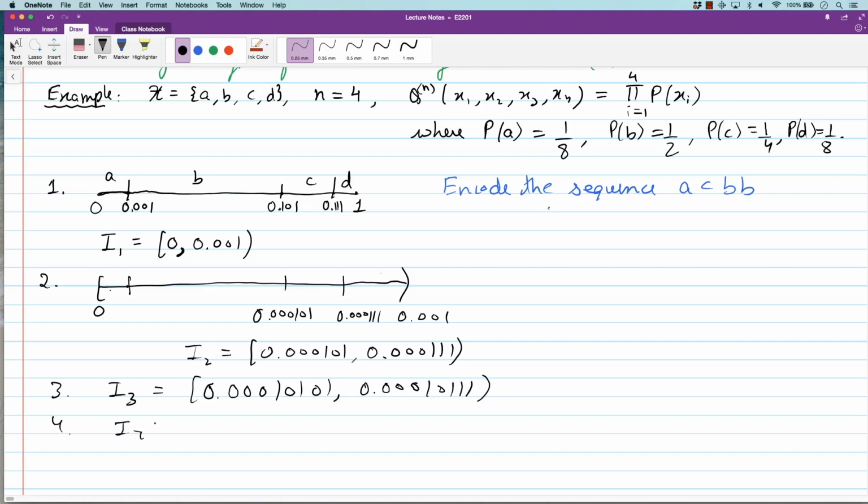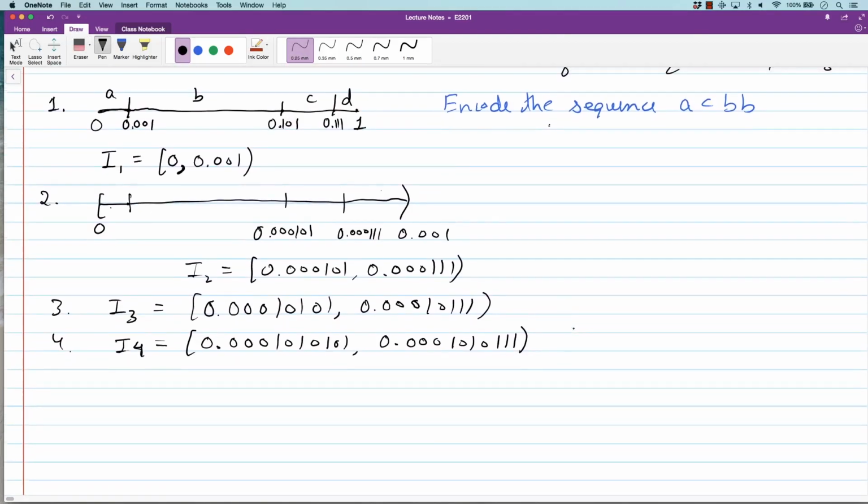And the fourth step you have I4. This now looks like 0.00. You can pause the video and try to do this calculation and check if the calculations that I'm writing here are correct. 0.000 10101, 1010111. Okay, so that's at least what I have calculated. So this is our final interval I4 just by repeating that procedure.